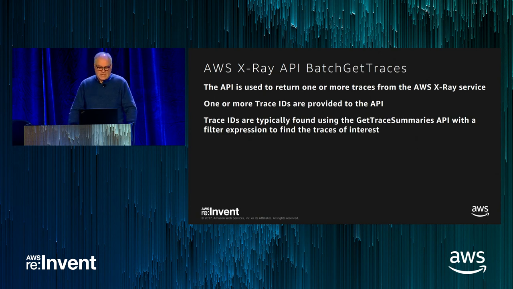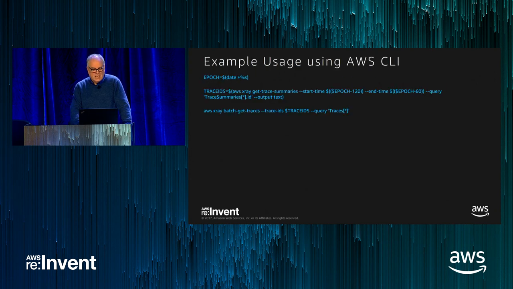The batch get traces API is then used to actually go get the specific traces themselves, and you're going to want to plug in a trace ID for that. So typically these two APIs go hand in hand. And so here's an example.